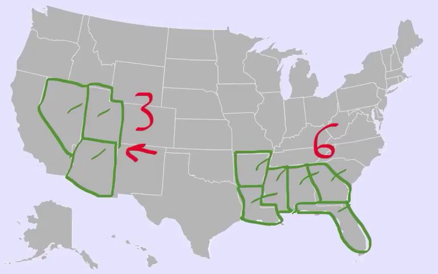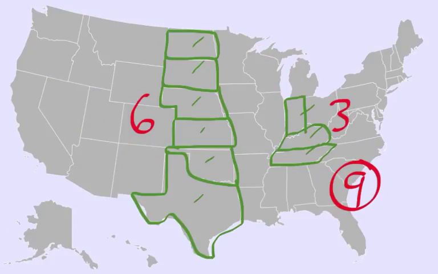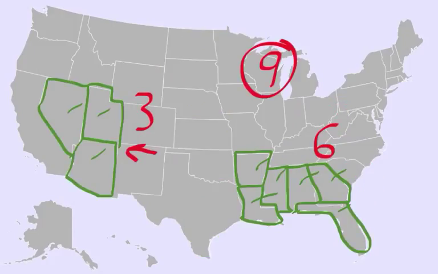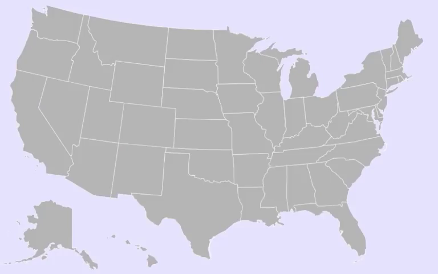How many are 3 and 6? 3 and 6 gives us 9. So you see how 6 and 3, you add those together, you get 9, and 3 and 6 also gives us 9. Okay. Now let's see.